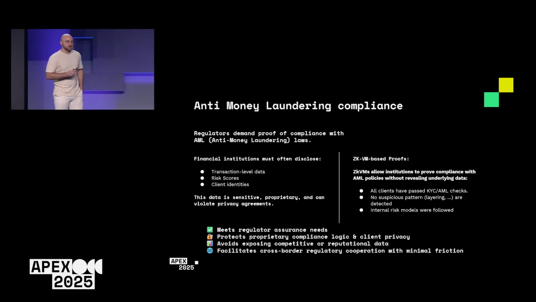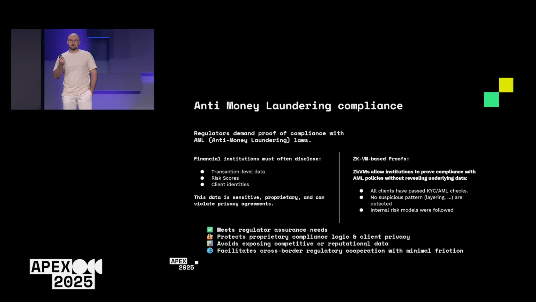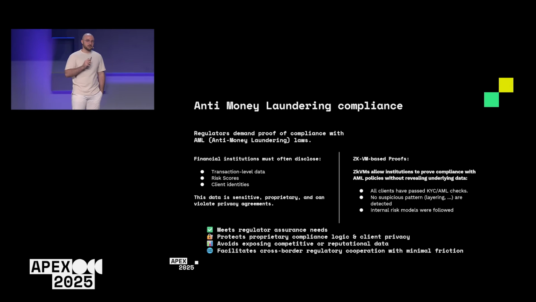Okay. The first example here and use case is anti-money laundering compliance. The idea is to be able to prove that you are compliant regarding the AML laws in your country without disclosing any information. Because for now, you have to disclose all the transaction data you did, all of your risk scores, all of the client identities. And if you think about it for a little, it's all your business. You are giving all your business to the state, to the regulator, to prove that you're not a bad person, a bad business.